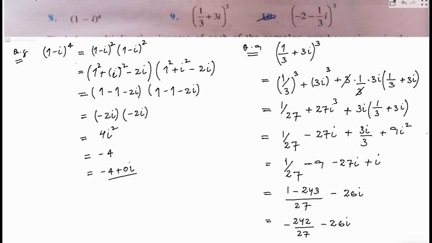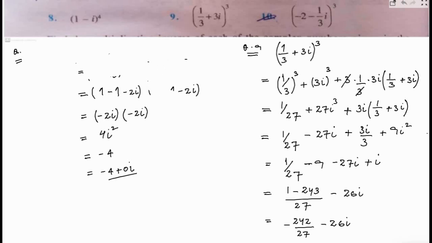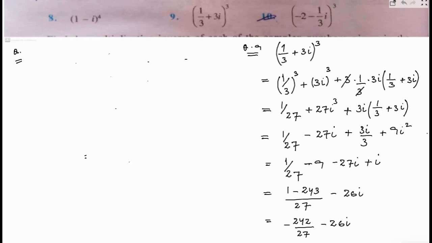Now to take up question number 10, what I will do is I will just erase the first question, number 8. Okay, 8 we will just erase. And then we will take up the 9th, 10th one on the slide. Okay. Let's take up the 10th one now. 10th is (negative 2 minus iota upon 3), whole power 3.